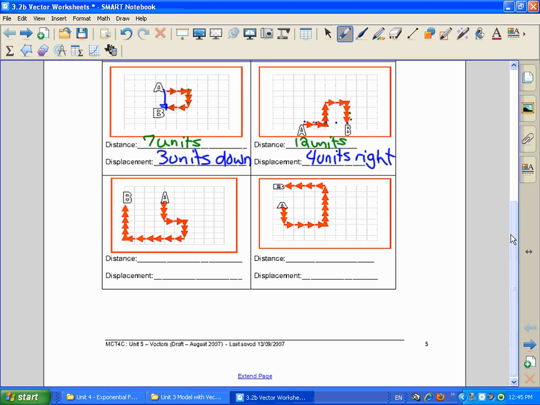So the distance, 1, 2, 3, 4, 5, 6, 7, 8, 9, 10, 11, 12, 13, 14, 15, 16, 17, 18, 19, 20 units. Whereas our displacement is, let's count it, 1, 2, 3, 4. We've gone 4 units to the left. Or you can put 4 units left. I'll just fix that. We don't need 2 left.